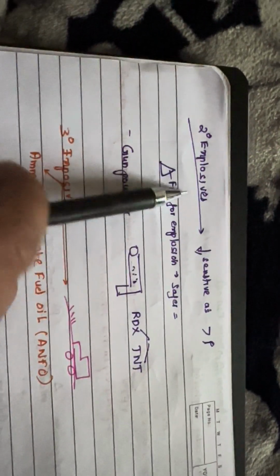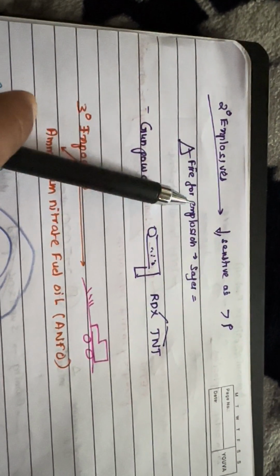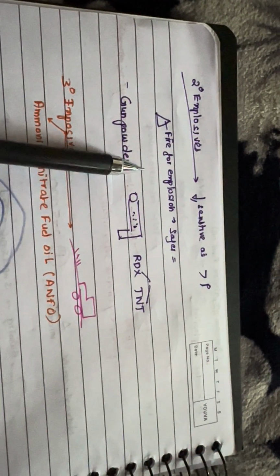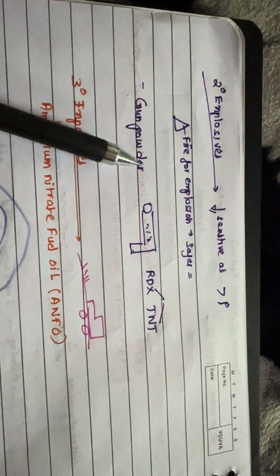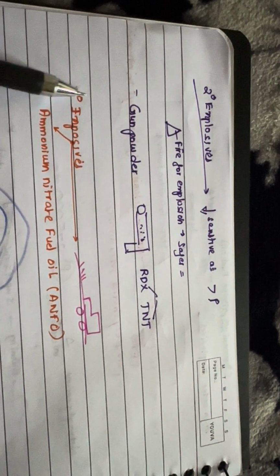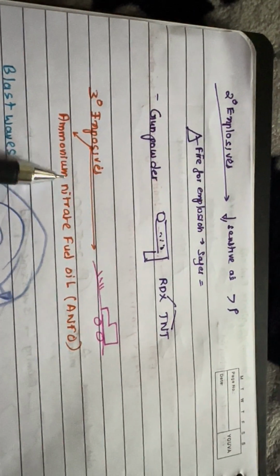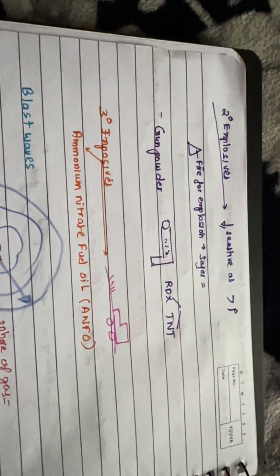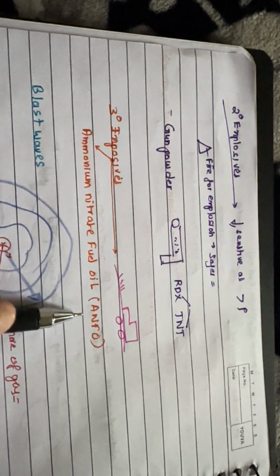Secondary explosives are less sensitive as compared to primary explosives and need more fire for explosion; they are safer to handle and store. Secondary explosives are usually initiated by a smaller quantity of primary explosive, for example gunpowder, RDX, TNT. Tertiary explosive: most insensitive among all, for example ammonium nitrate fuel oil, ANFO, used in mining and road construction in hilly areas.